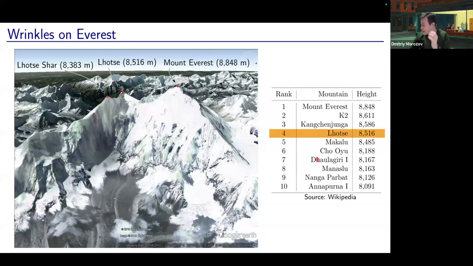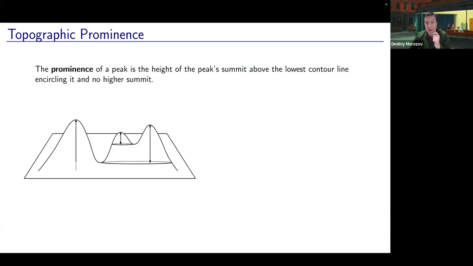The reason that it's not gets to the heart of what persistent homology is about. The key question here is, what is a mountain? The way that this is defined in mountaineering is through what's known as prominence. The prominence of a peak is defined to be the height of the peak above the lowest contour line encircling it and no higher summit. Simply put, it's how far down you have to go before you can climb up to something higher. So the prominence of this peak is this height. The prominence of this peak is this height, because you have to climb down to the saddle before you can climb to something higher.